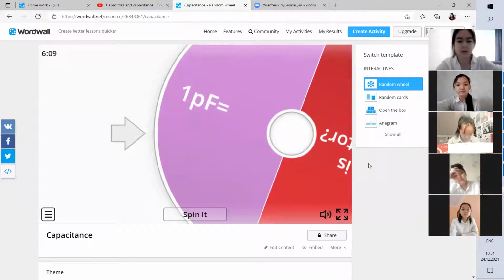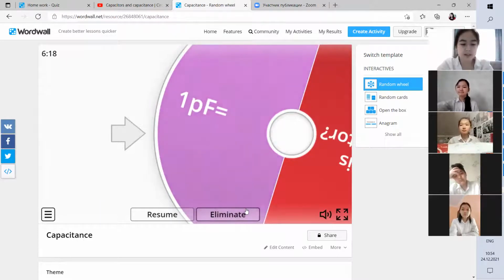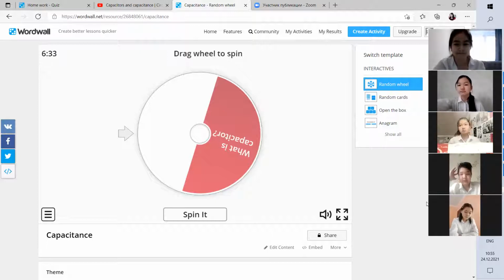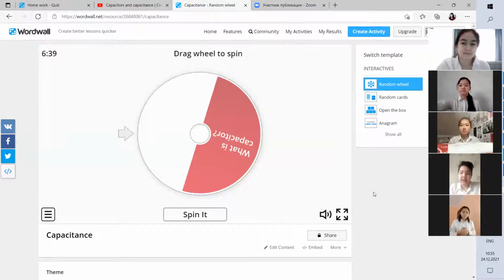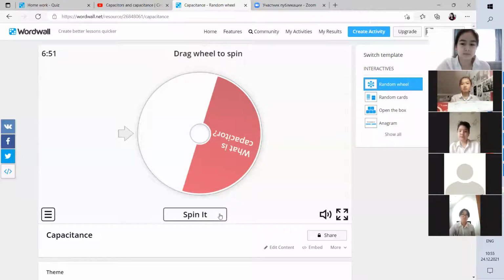One picofarad. Dilara. One picofarad equals 10 to the power of minus 12. Yes. Last question, what is a capacitor? Mohammed: Capacitors are energy storing devices available in many sizes and shapes. Yes. Okay. You have done a good job.